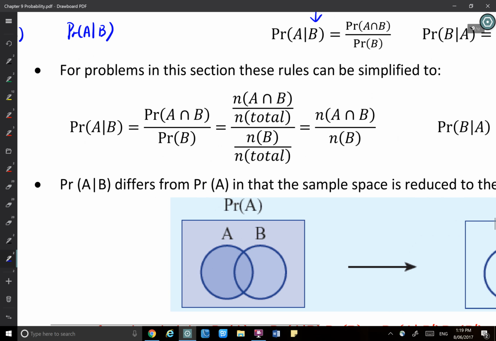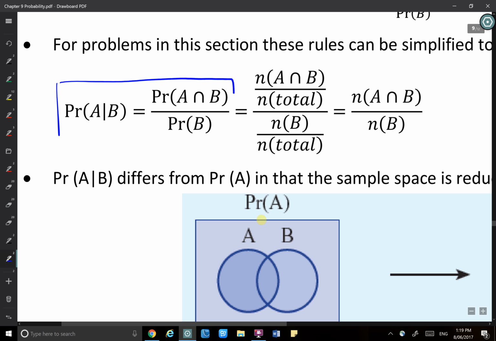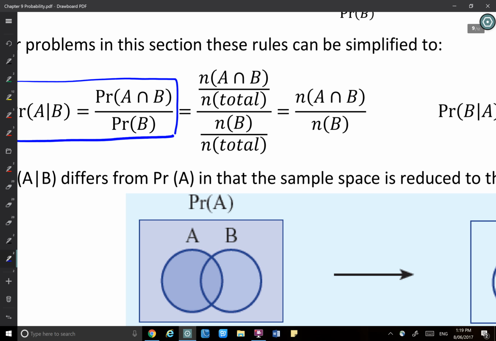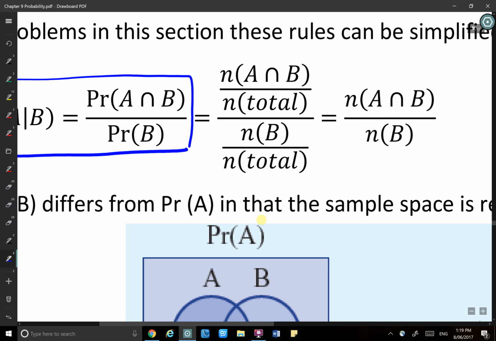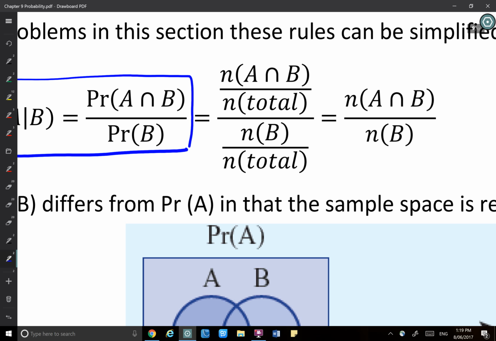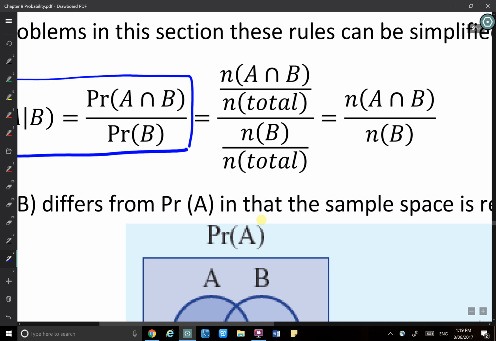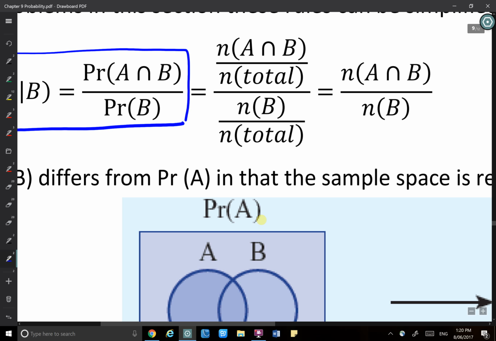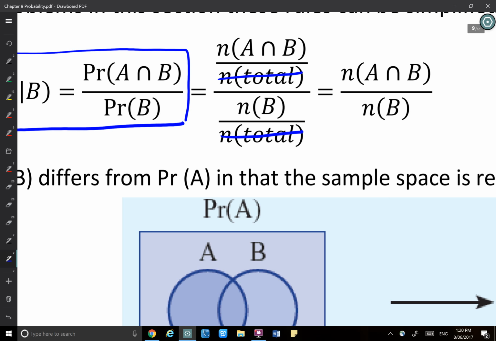That's the formula. Now let's think about what the probability of A intersect B is. The probability of A intersect B is the number of A intersect B over the total number, if it's a countable event, where I can count how many things are in the set and in the intersection. Similarly, the probability of B is the number of B over the total number. We can multiply the total number on both top and bottom, and what is left is the number of A intersect B over the number of B.